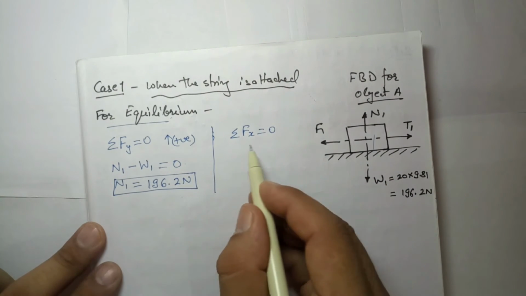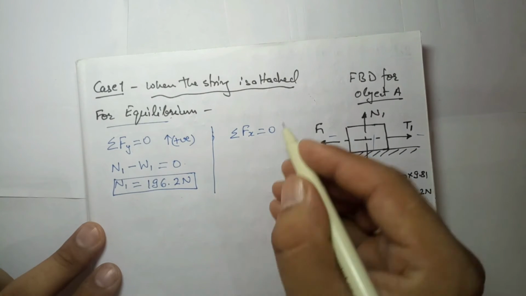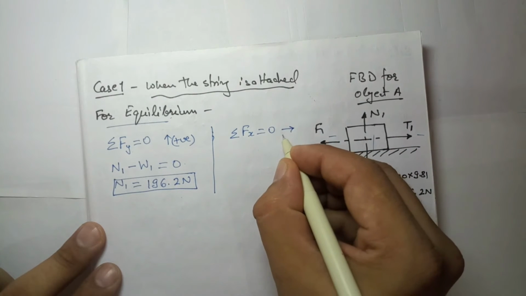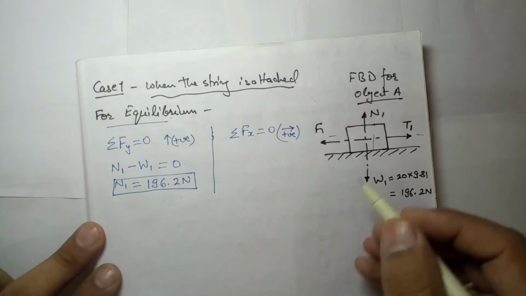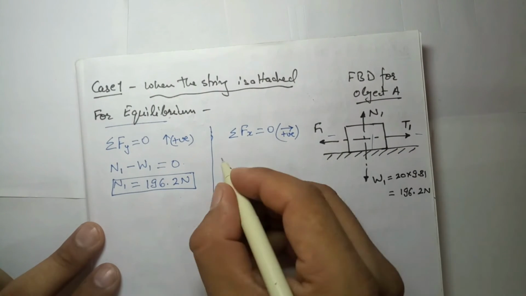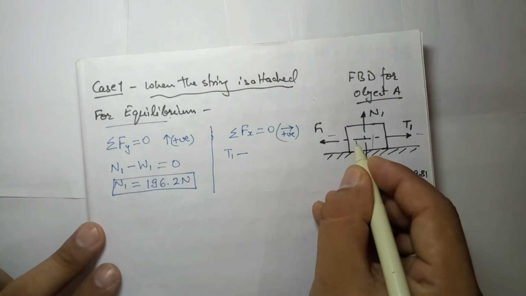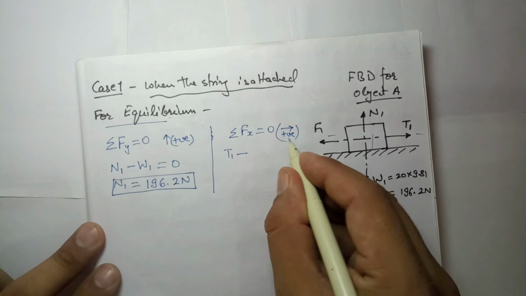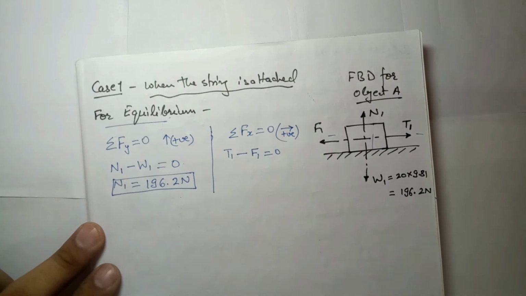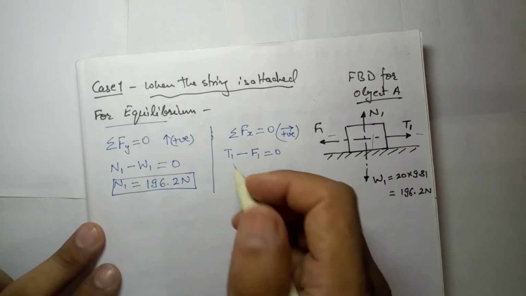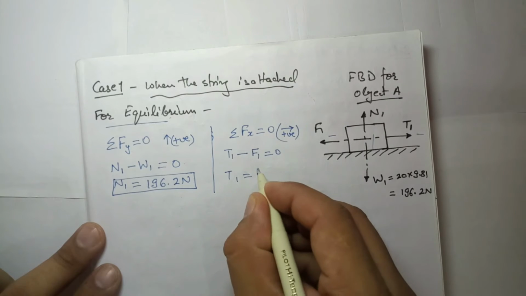Now we will see the x direction forces. What are the various forces acting in x direction? Tension and friction. Let's say we have taken right side positive. You can take left side also, this is your assumption, but it should be the same throughout. So tension will be positive because right side is positive, minus, why? Because friction is on the left side, opposite to the assumed direction. So this will be minus F1, that is equal to 0. Only two forces are acting, so we can say tension is equal to friction.